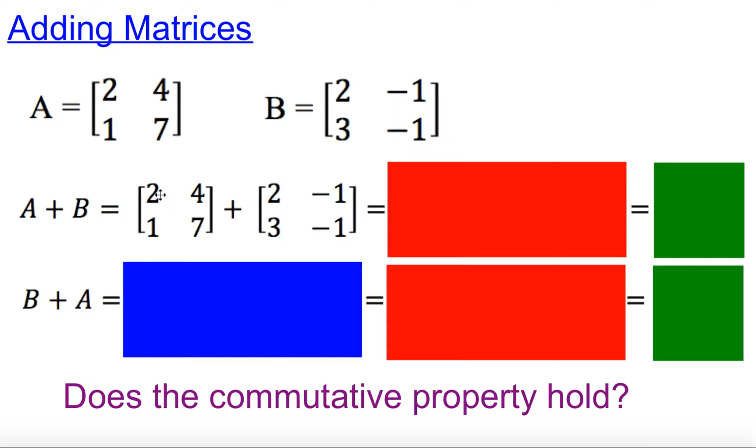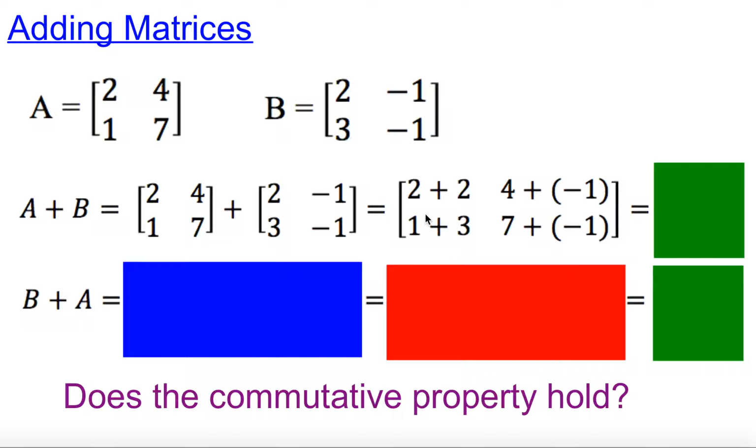When we're adding matrices, we're taking things in the similar places and we're going to add them. So here I have my element, and this is my element, because I'm in row 1, column 1, row 1, column 1, and so we're going to add those numbers. So I have 2 plus 2. Down here I'll have 1 plus 3. I'll have 4 plus negative 1 and also 7 plus negative 1. And so we're doing addition just like we would before. So 2 plus 2 is 4, 1 plus 3 is 4, 4 plus negative 1 is 3, and 7 plus negative 1 is 6.